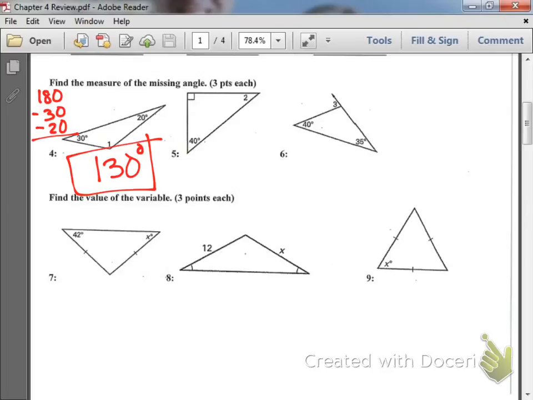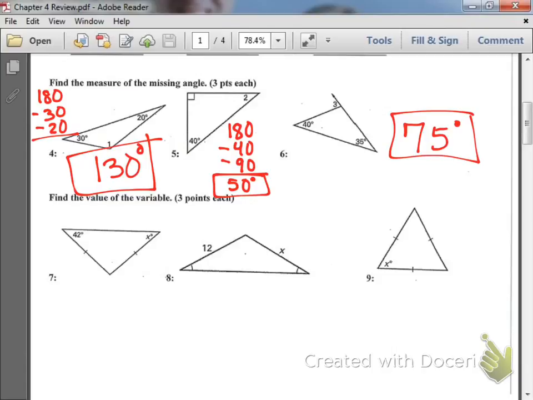How do I do number 5? Good. You subtract the 40 and the 90 from 180, and what do you get? 50. Good. And last one on this section, now we're trying to find the angle on the outside. Do you remember the trick? You add these two, which is? 75 degrees. Questions? Alright, that section's worth 9 points.